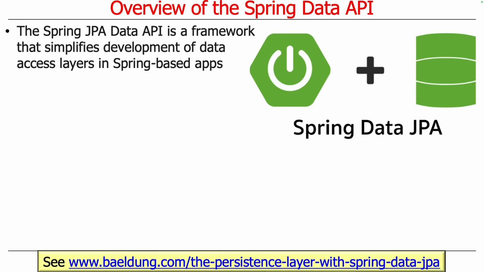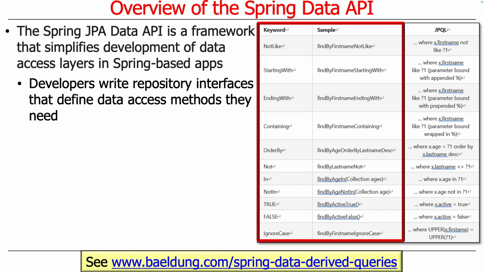So to make life easier for programming, Spring defines this thing called the Data API, which is a framework that makes it easier to implement the data access layer or layers in Spring-based applications. So Spring Data JPA is basically Spring plus database access. And the way this works is developers write so-called repository interfaces that define the data access methods that they need. And this is super interesting and cool how it works.